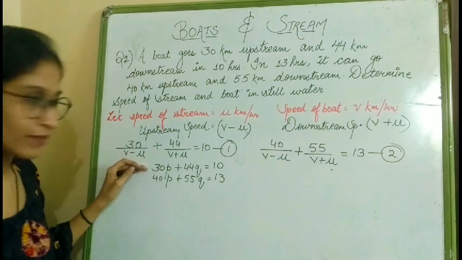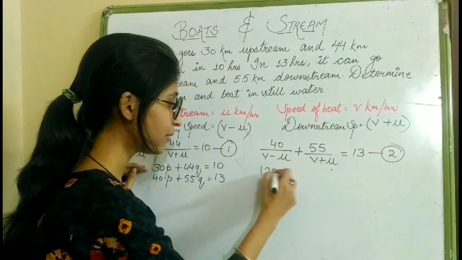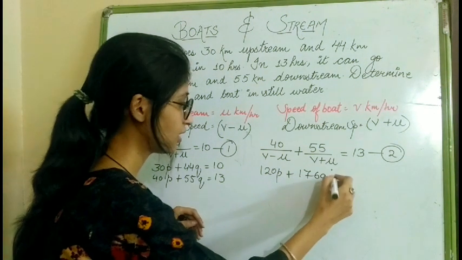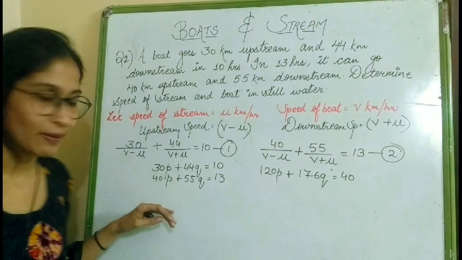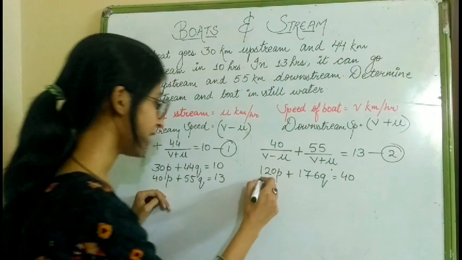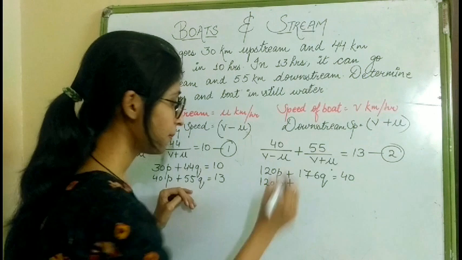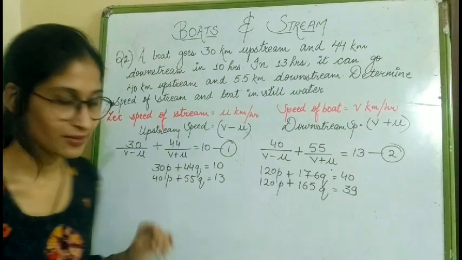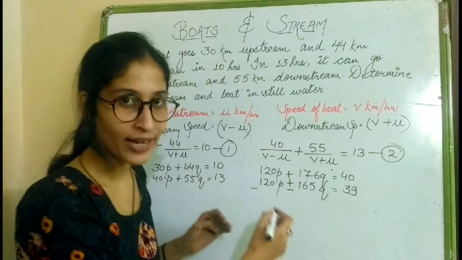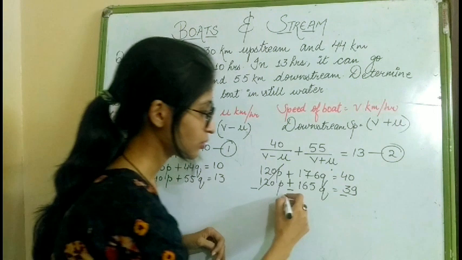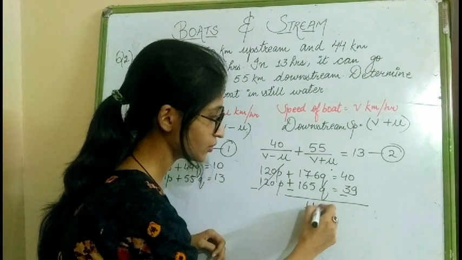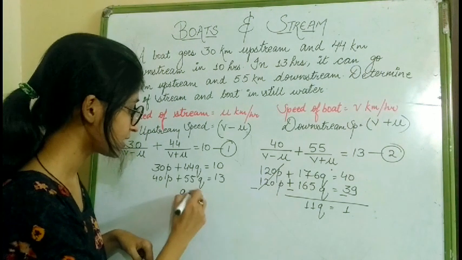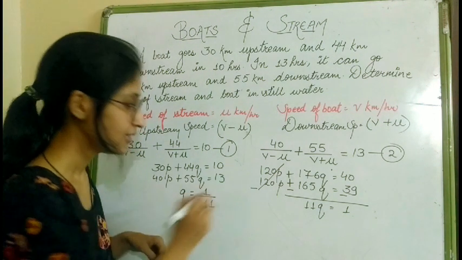On multiplying first equation by 4, I am going to get 120p plus 176q equals 40. And on multiplying second equation by 3, we are going to get 120p plus 165q equals 39. Elimination method, I am subtracting these both equations. So it will be 11q equals 1. So here my value of q is 1 upon 11.